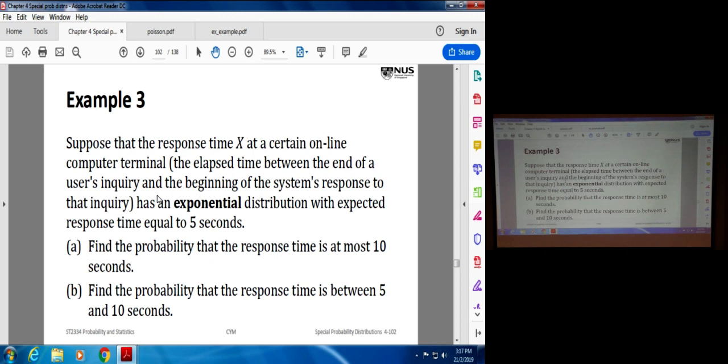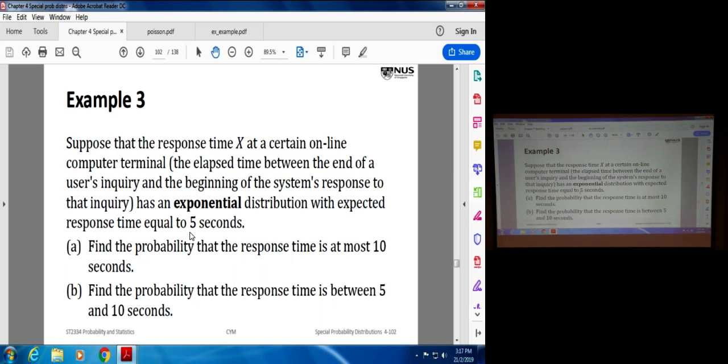We suppose the response time X of a certain online computer terminal has an exponential distribution. Some of these examples, the words are so long that I begin to fall asleep. But the online computer's response time is the elapsed time between the end of an inquiry and the beginning of a system's response to that inquiry. Basically, the response time is exponentially distributed, and the mean is 5 seconds. We're asked 2 questions.